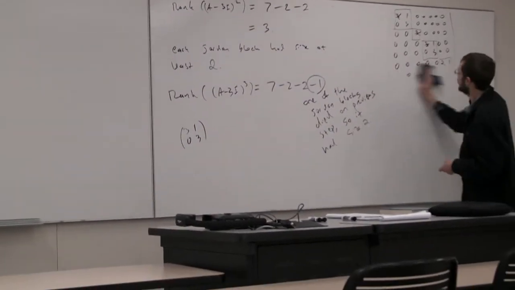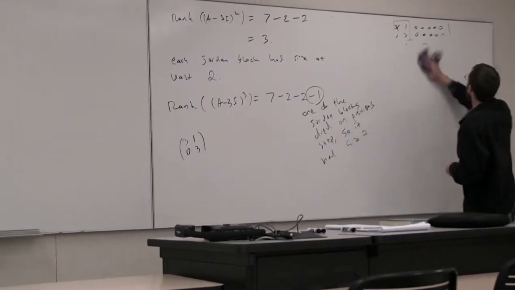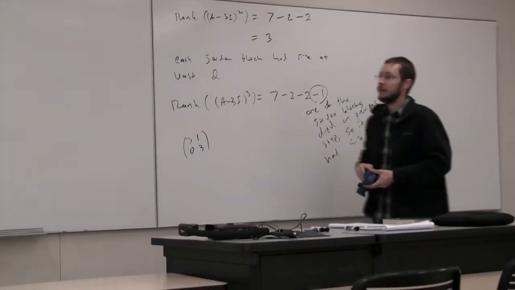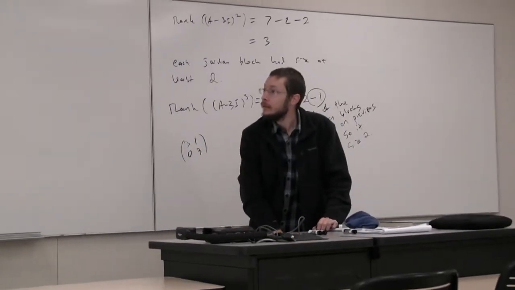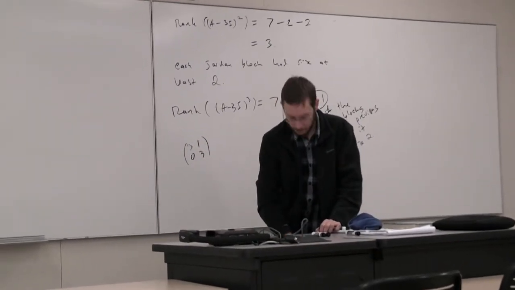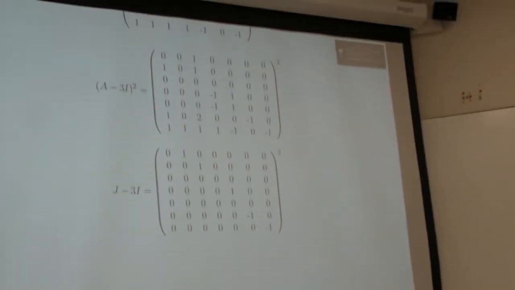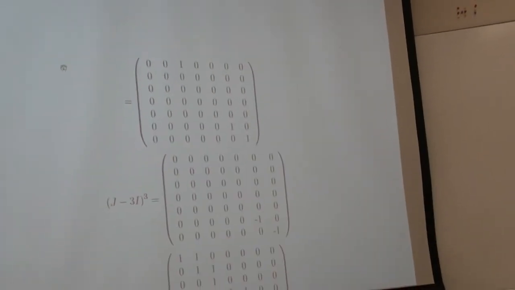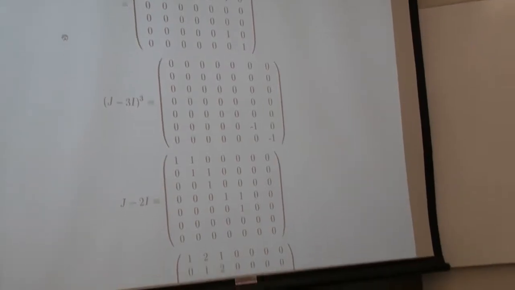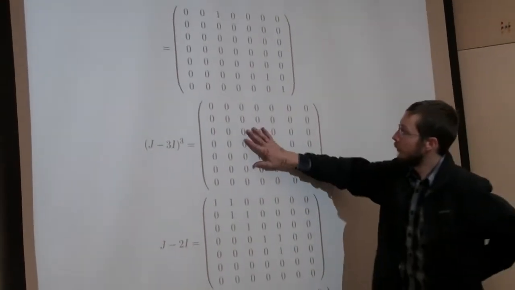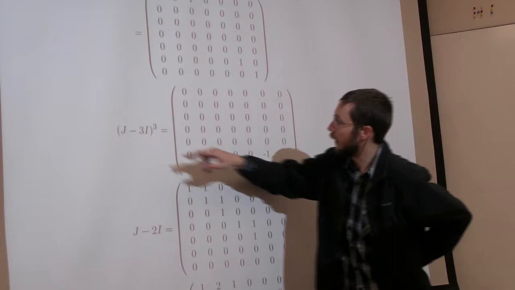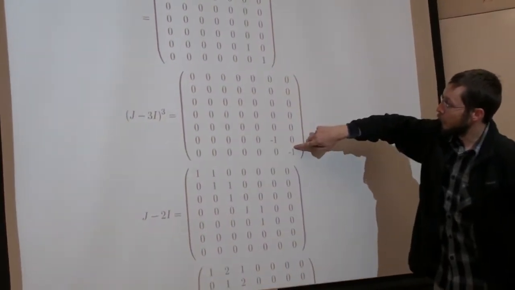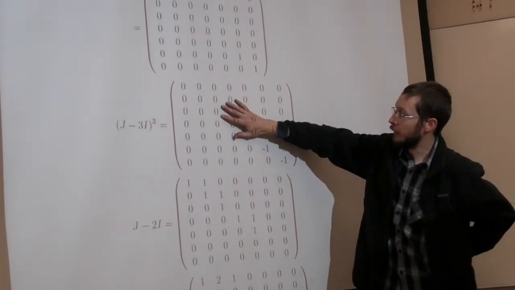Let's take another power. So J minus, sorry, I don't think I did this in the notes here, but J minus 3I to the 4th, you'd just be taking this thing and multiplying by another factor of J minus 3I, and you just end up with plus 1 here. All the rest of this stuff would remain the same. So the rank would drop again by 1.